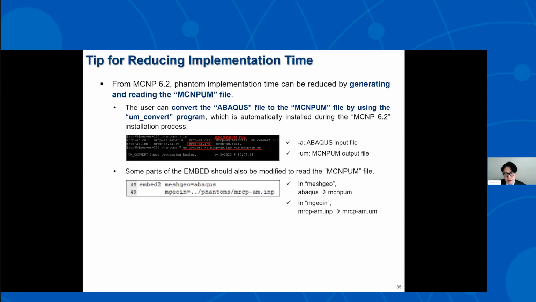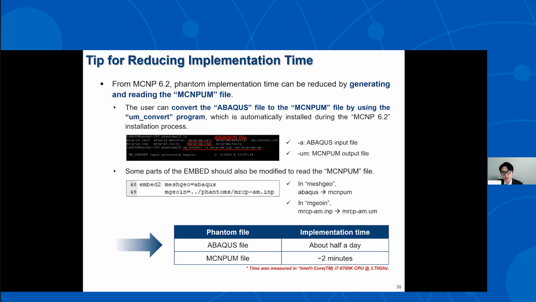And then in the embed card, the users should set the MGEO and MeshGeo and MGEO in card. The ABAQUS should be changed to the MCNP and the ABAQUS file name should be changed to the file name. And although it takes a long time to convert once, the implementation time is reduced from about half a day to 2 minutes. So using the file is very helpful when performing several Monte Carlo simulations with the same phantoms.